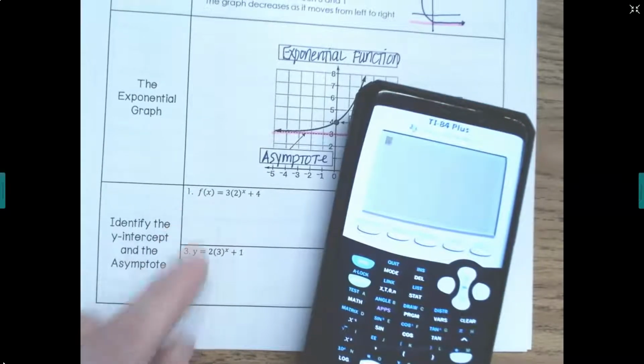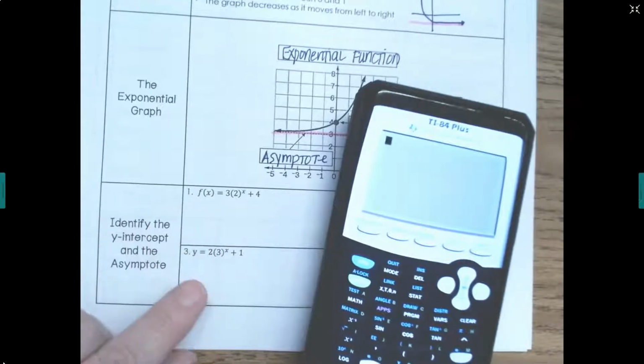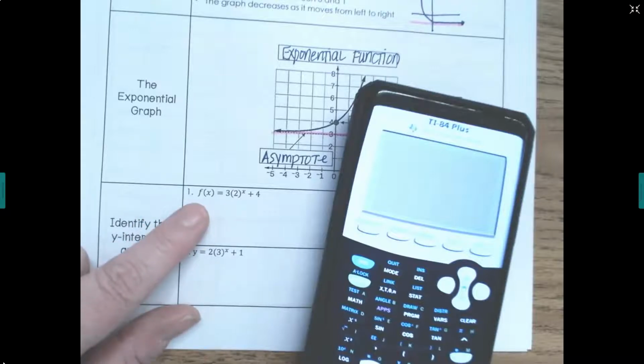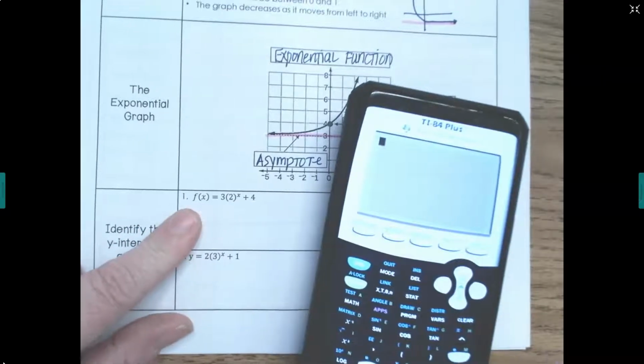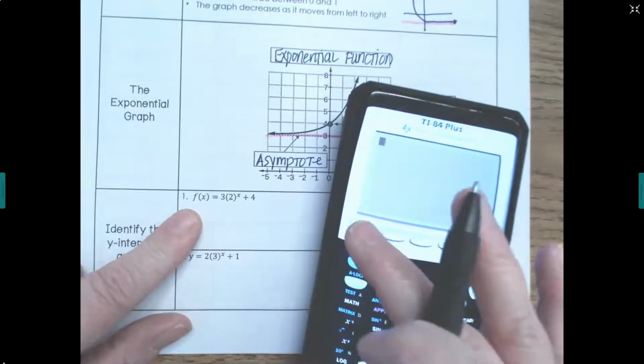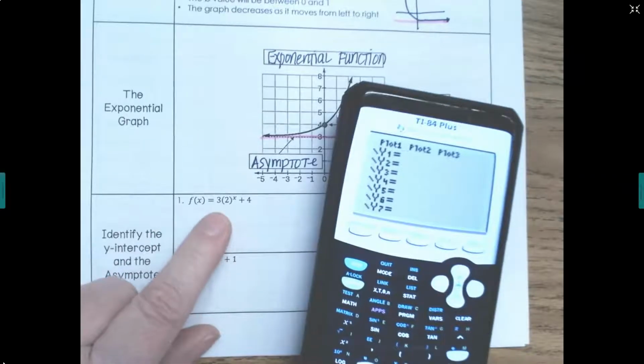It says f of x. That's the same as saying y. It just guarantees what comes after it is a function. So we see that notation sometimes. So we want to go into y equals, and we're going to put it just like we see it. So 3, parenthesis, 2, and then close your parenthesis.